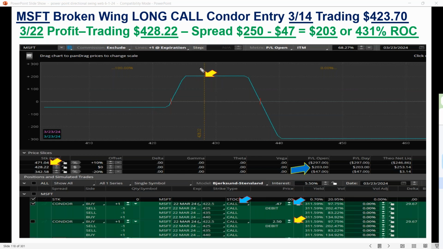So that was a pretty good trade. It went out right there at expiration, right between our spreads. It went from 47 to 250, so this was max profit of 203, a 431% return.